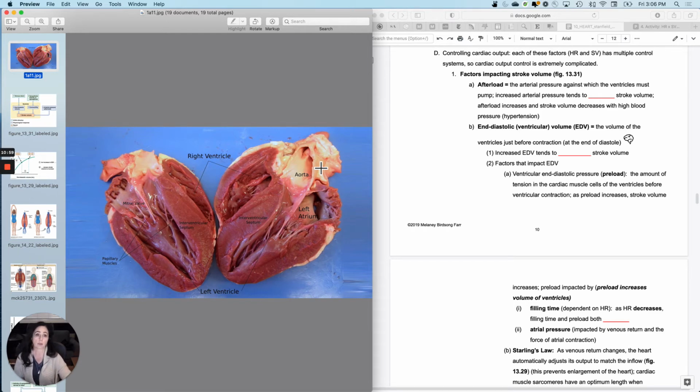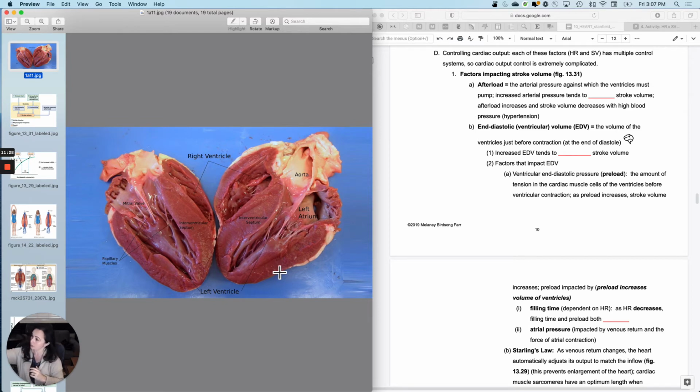Increased arterial pressure tends to do what to stroke volume? What do you think? If I increase the pressure in the aorta, what will happen to the amount of blood that leaves when I contract the left ventricle? Increase or decrease? Increased arterial pressure that I'm pushing against, increased P2, if you will, tends to do what to stroke volume? To the amount of blood that leaves the heart.